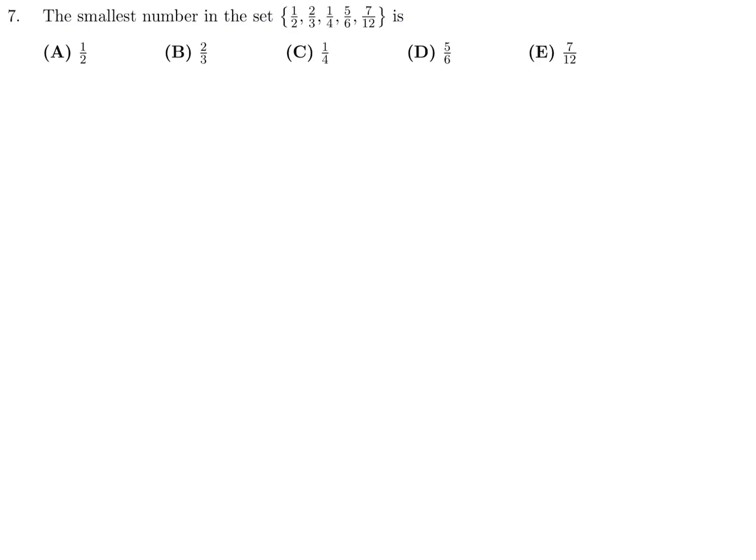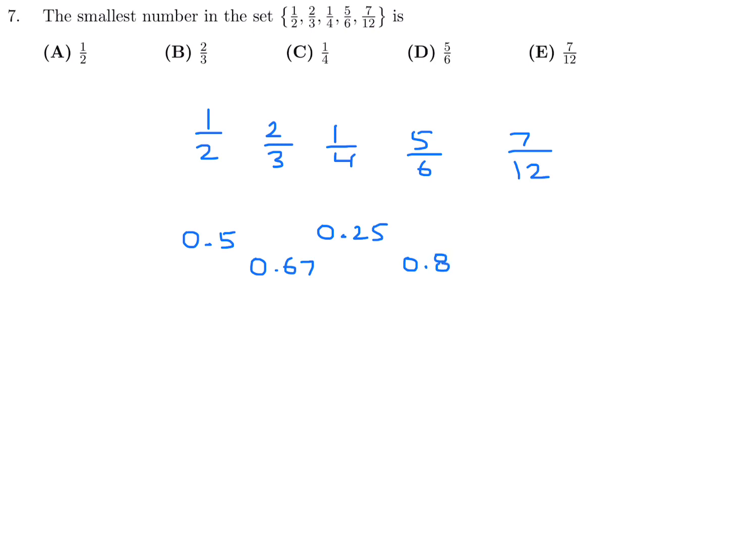The smallest number in this set is? What I like to do is just convert them to decimals. It makes it a little bit easier to compare. Some of you don't need to do that, but I'll do it. This is 0.5 in decimals. This is approximately 0.67. This is 0.25. This is 0.83. And this is a little bit over 0.5, so probably 0.58, something like that.